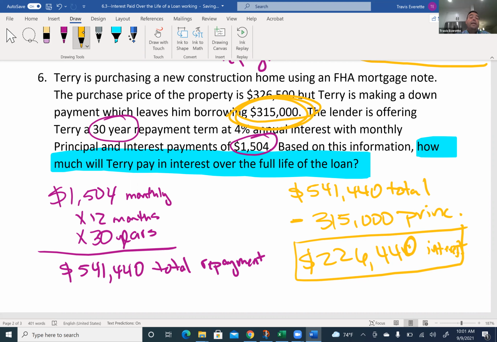$226,440 in interest. That's why it's good to be the bank.